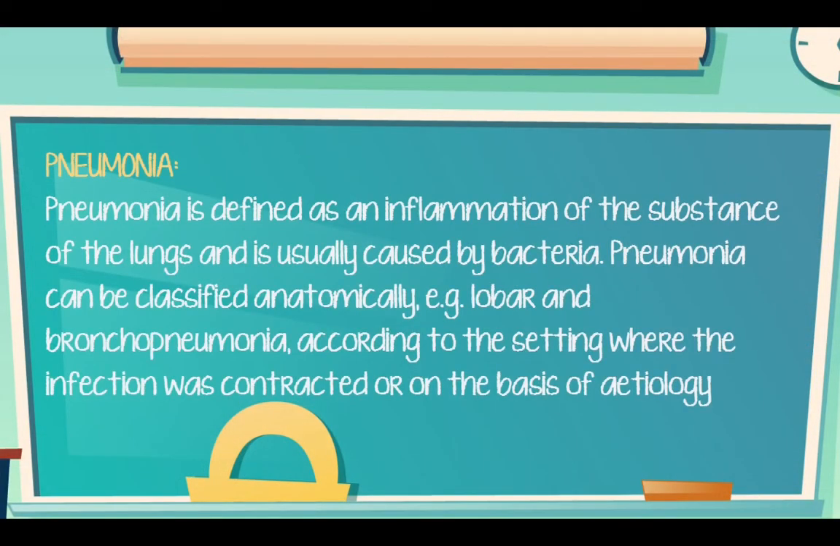Pneumonia is defined as an inflammation of the substance of the lungs and is usually caused by bacteria. Pneumonia can be classified anatomically, such as lobar, affecting the whole of one lobe, and bronchopneumonia, affecting the lobules and bronchi, according to the setting where the infection was contracted, community versus hospital-acquired, or on the basis of etiology.